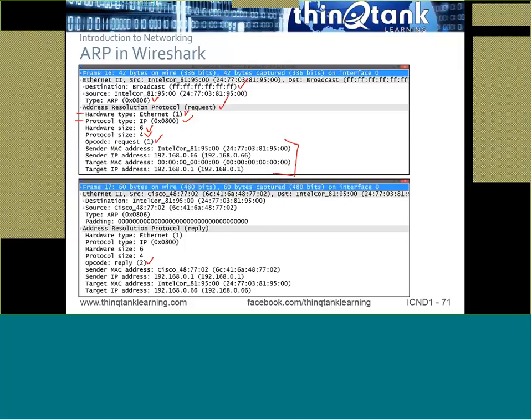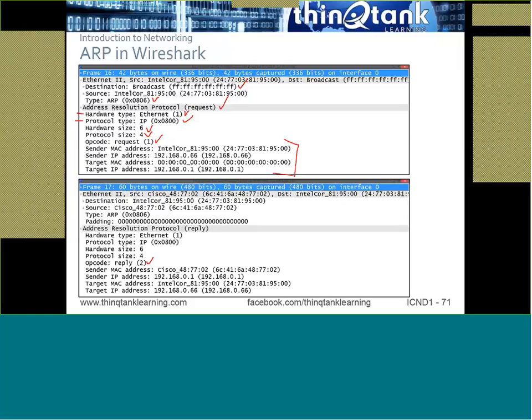It's important because the only host that's supposed to respond to the request is whoever the target IP is for. Because remember, this is a broadcast, which means everybody gets this request. But the only host that's supposed to respond is the target IP.